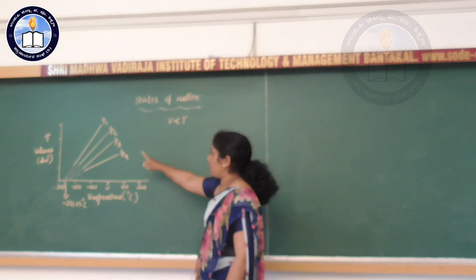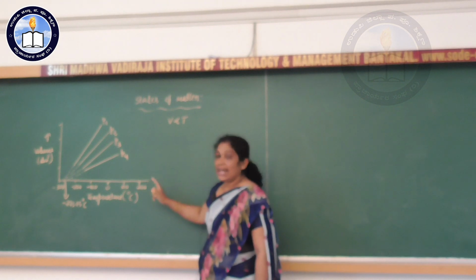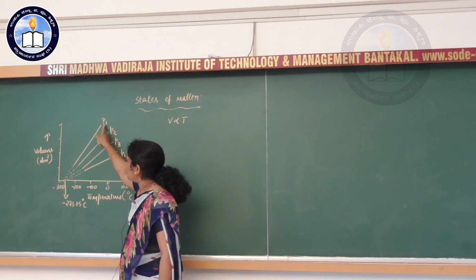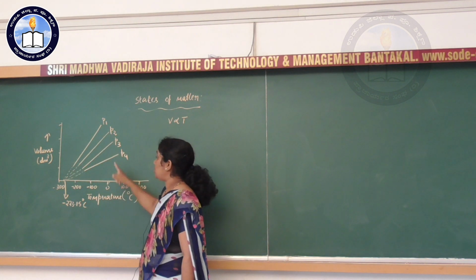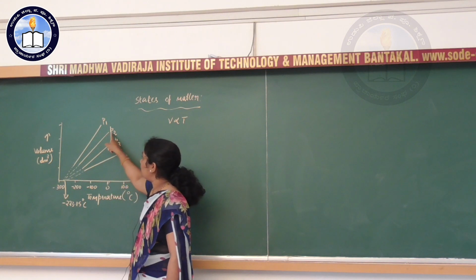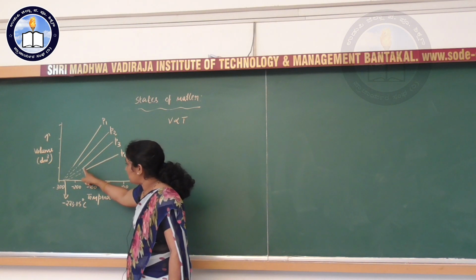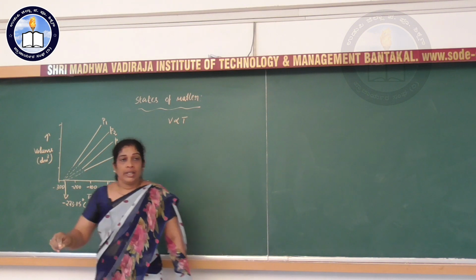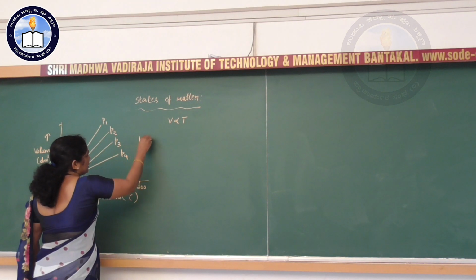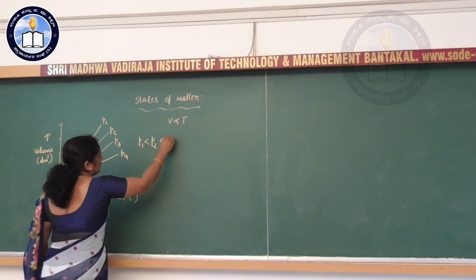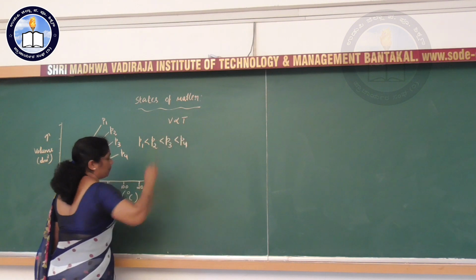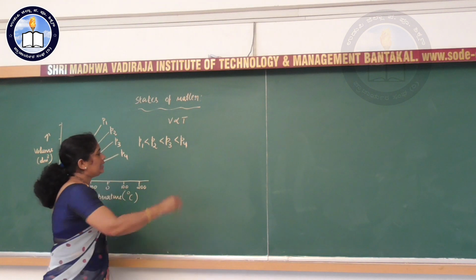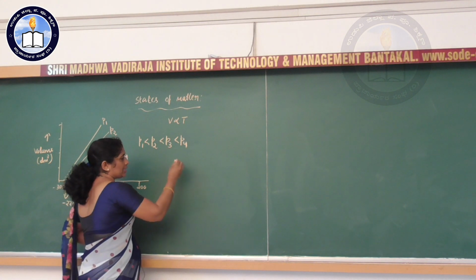Now, these graphs are plotted at constant pressure. See, this is the graph at constant pressure, variation of volume versus temperature. This graph is a straight line for constant pressure P2. This graph is for constant pressure P3. This graph is constant pressure P4. Here, P1 is less than P2, less than P3, less than P4. Since the graph is plotted at constant pressure, these are straight lines.